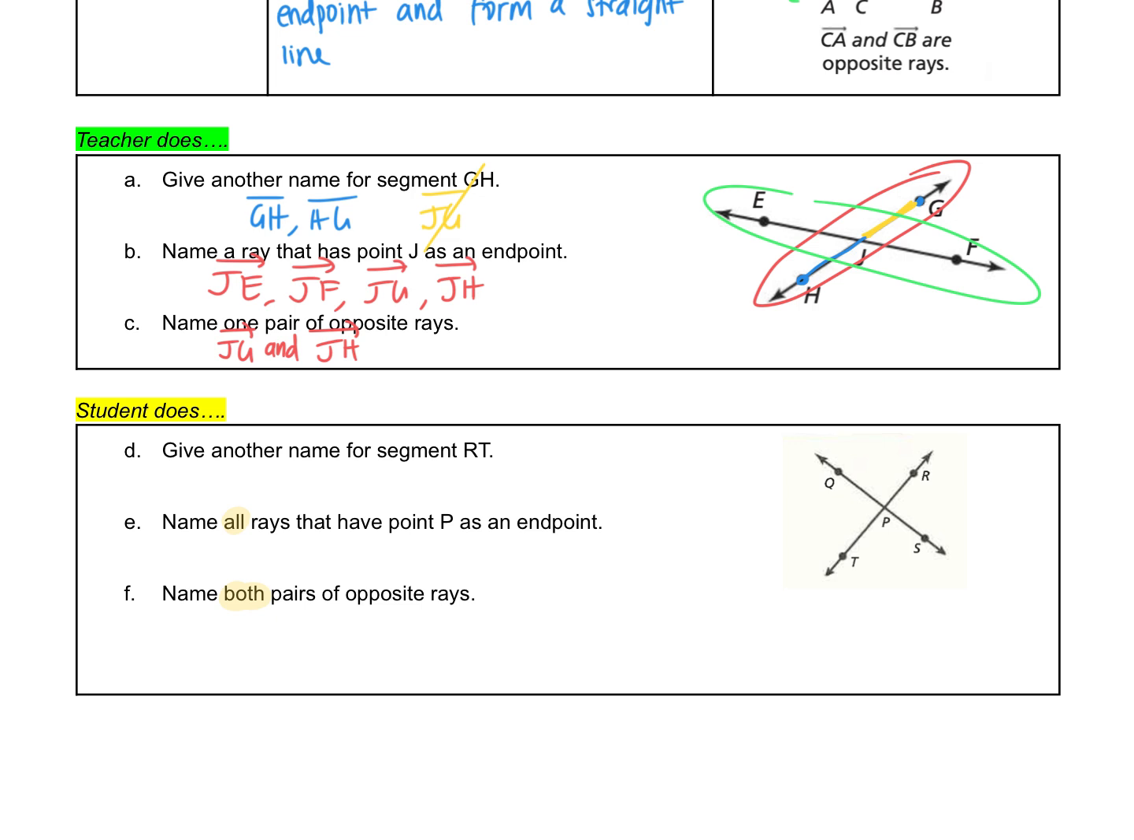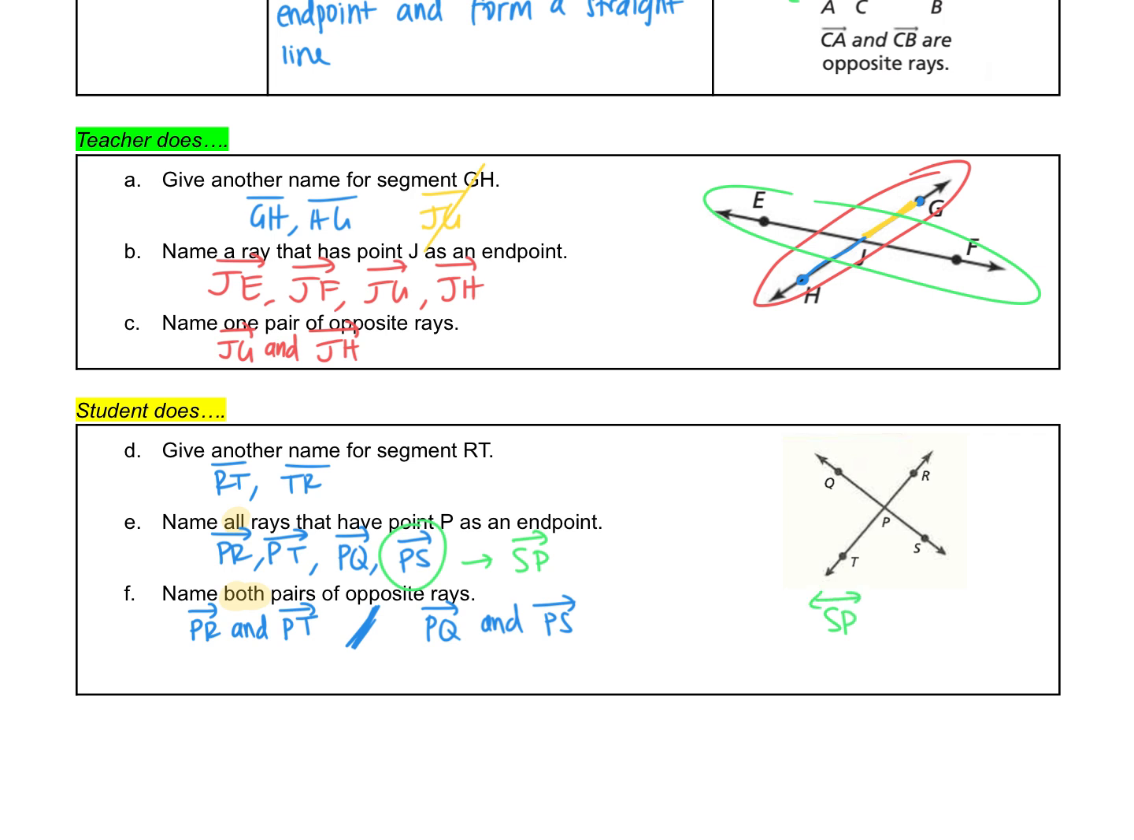Okay, question for you all. This ray, for example, PS, if I switch the letters, is that the same ray? No. That would be the ray going in the other direction. What if I was referring to a line and I switch the letters? Are those the same? Yes. Okay, so those are the same. Okay, let's flip to the next page.